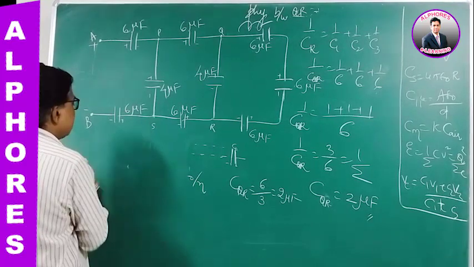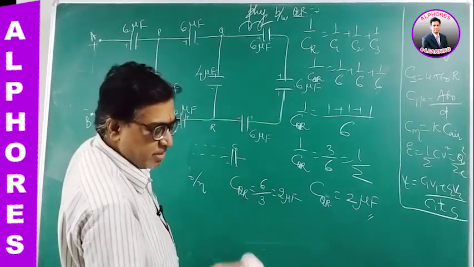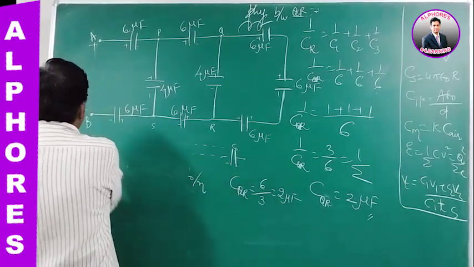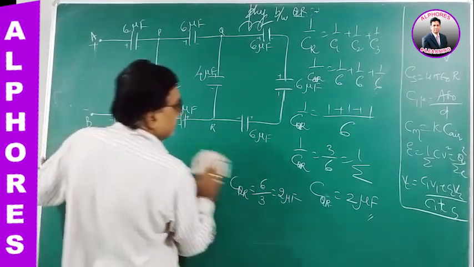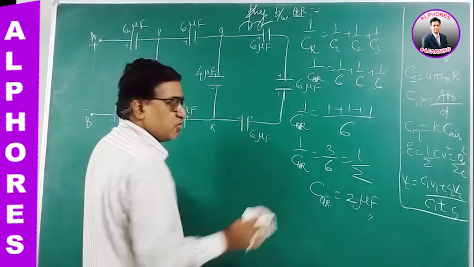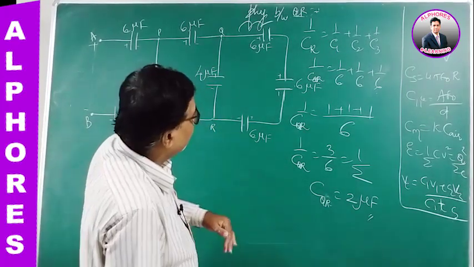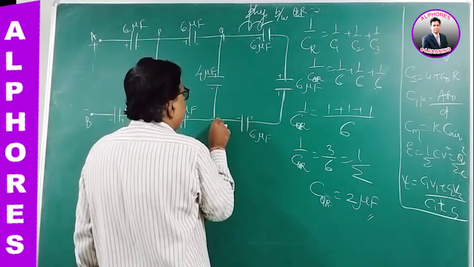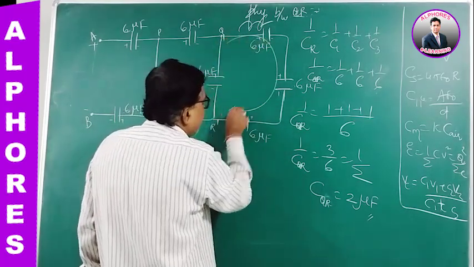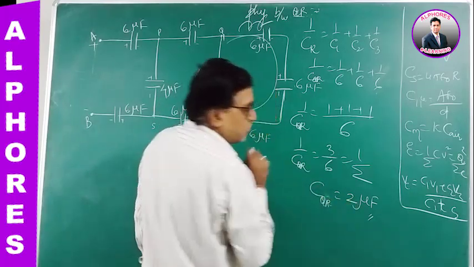So therefore, when n identical capacitors are connected in series, the resultant capacity reduces n times. It becomes n times less. It is C0 by n. So the resultant capacity between Q and R, these three together, is 2 microfarad.